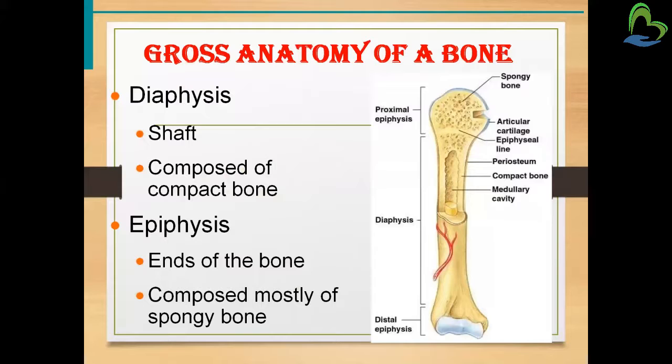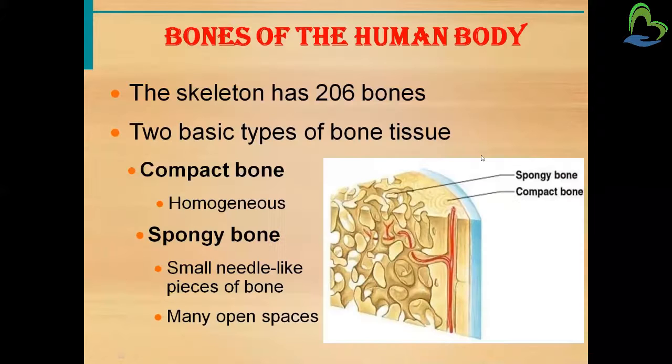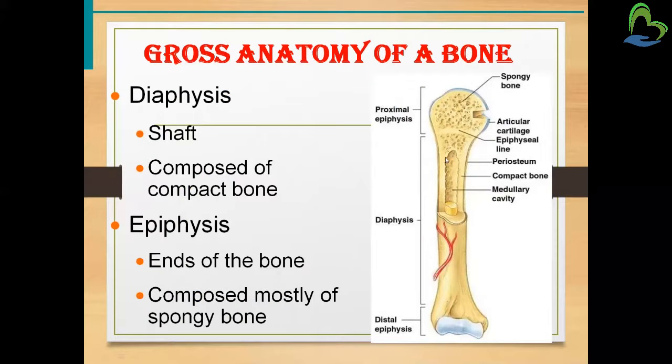Now the gross anatomy of a bone. So these are the parts of the bone. You can see here the diaphysis, which is also known as the shaft of the bone, which is composed of compact bone. Compact bone means this type of bone tissue, right? Homogeneous. So this is the diaphysis, or we can say shaft, which is composed of compact bone.